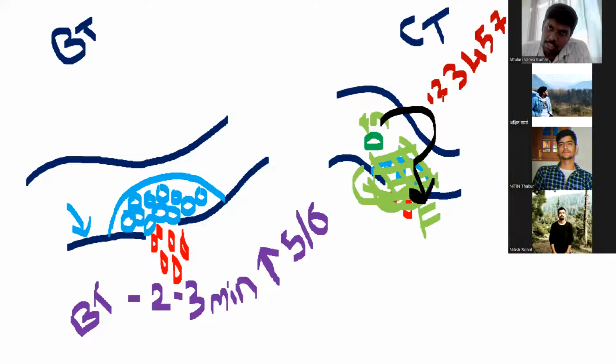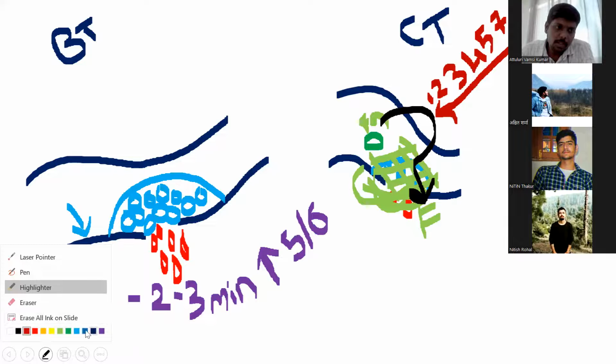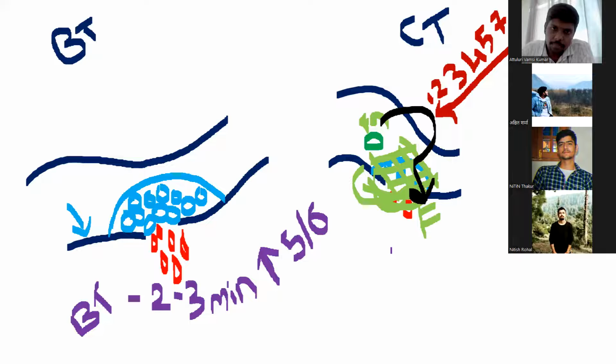Now the platelets will start utilizing all these 13 clotting factors. With the help of these 13 clotting factors, the platelets will convert fibrinogen to fibrin and the blood will clot. This time is called clotting time.